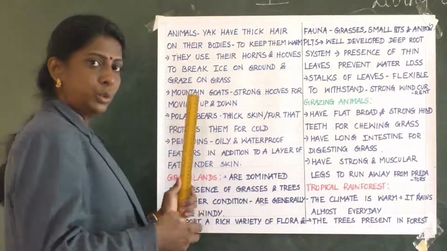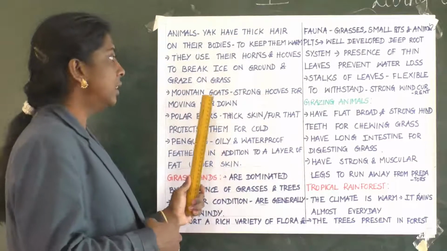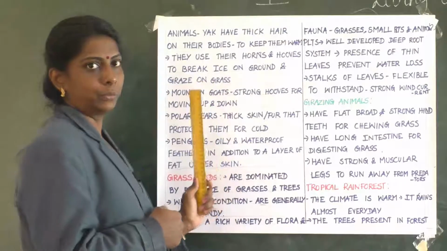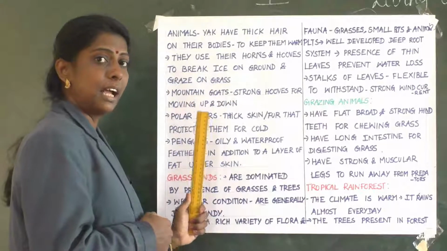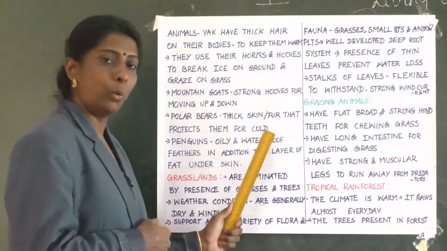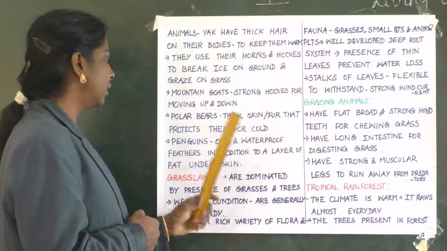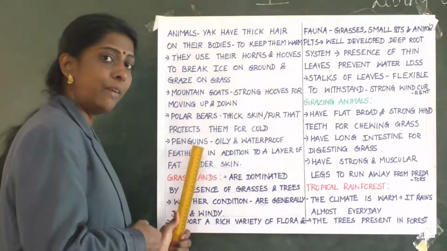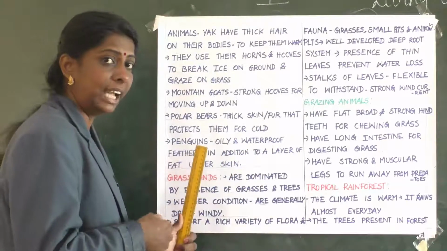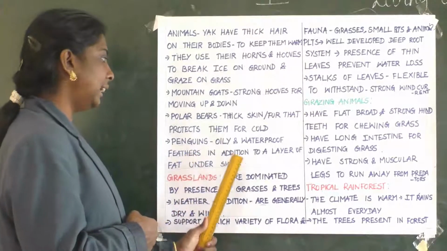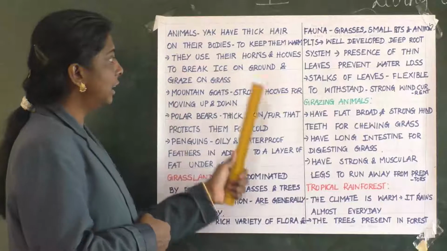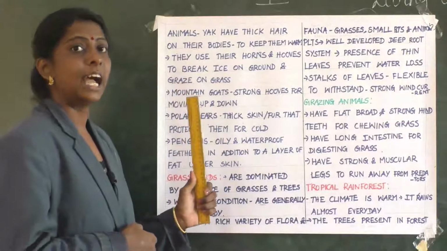Then some other animals like mountain goats have strong hooves for moving up and down. Clear? Then polar bears have thick skin or fur that protects them from cold. Then penguins. Penguins have oily and waterproof feathers, in addition to a layer of fat under the skin. Clear, children?